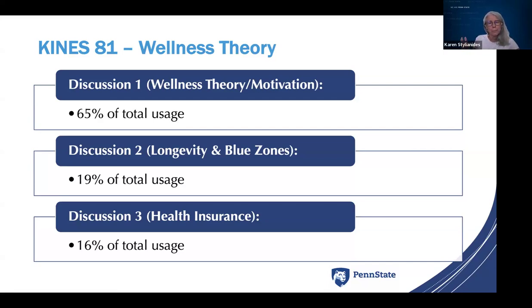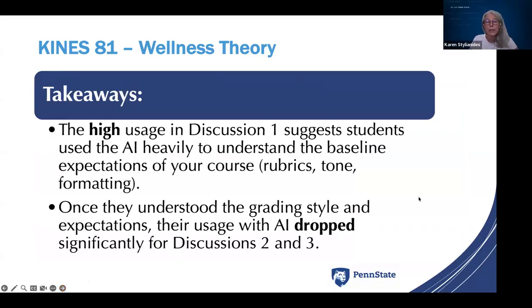So as you can see, we have a motivational kind of thing on wellness theory in our discussion. 65% of the people were using it, and they were experimenting with it. They would see what they liked and what they didn't like. And then in discussion 2, we went over longevity and blue zones and usage started to decrease here. And then finally, the last discussion we used was on health insurance, and it dropped down as well. So some takeaways here are, as you can see, there was a high usage in discussion 1. I was supervising them as well and making sure that they understood the expectations, could read the rubric, the tone of the formatting.